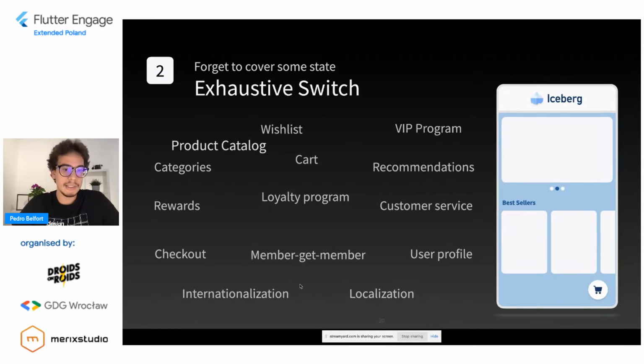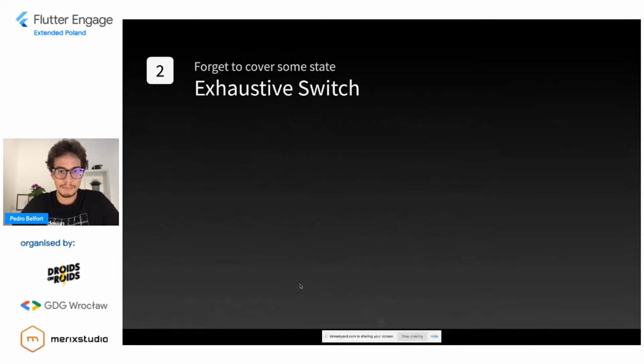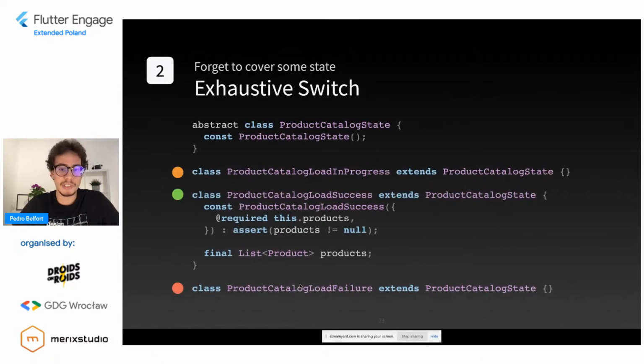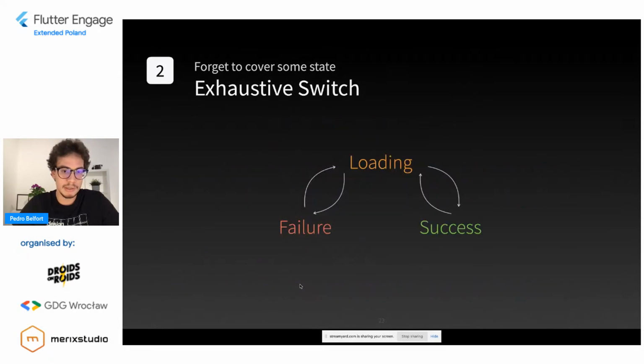So wouldn't it be nice, in the product catalog for instance, if we had these three states here, which is a very common case for any page? We have the loading, we have the success, and we have the failure states for the product catalog, right? Now, how would we write this with vanilla Dart and using, let's say, the Flutter bloc package?